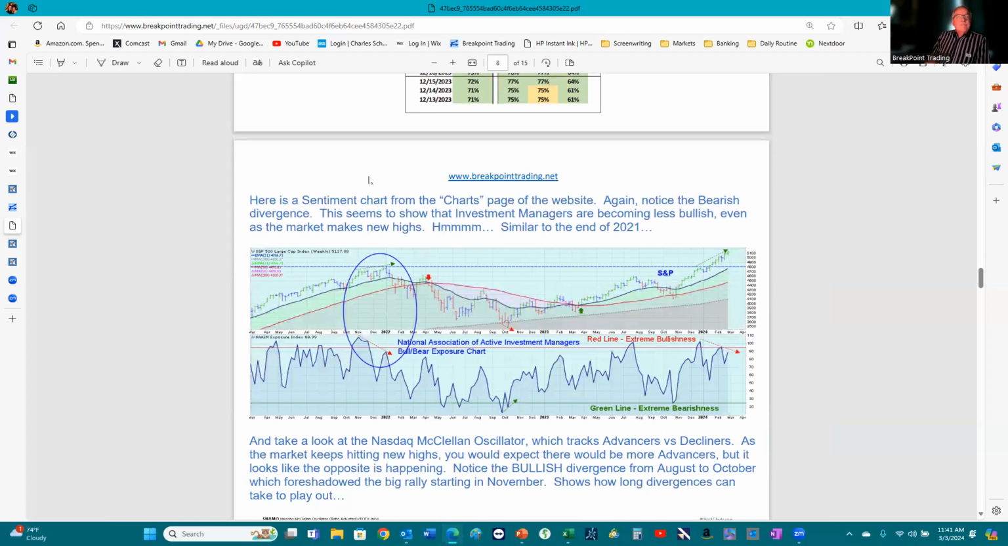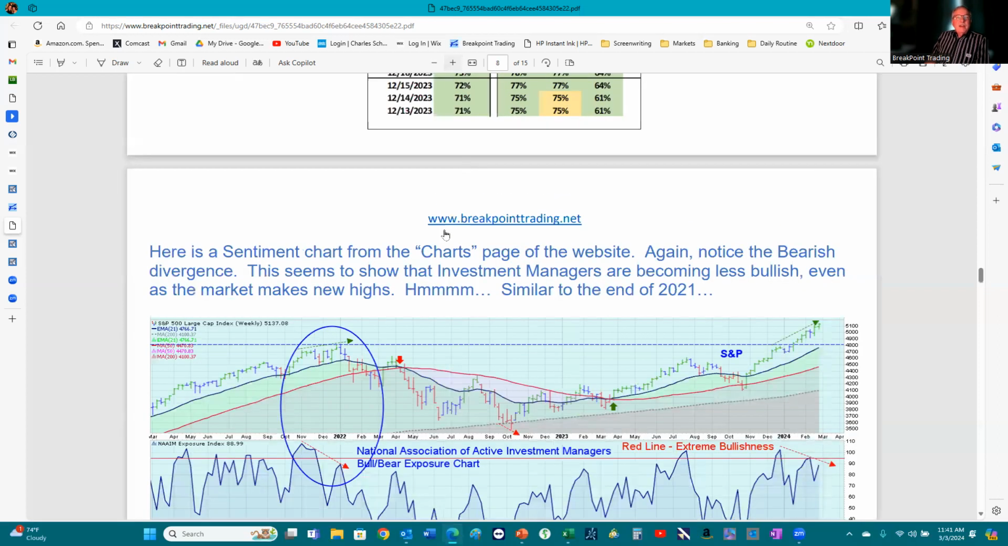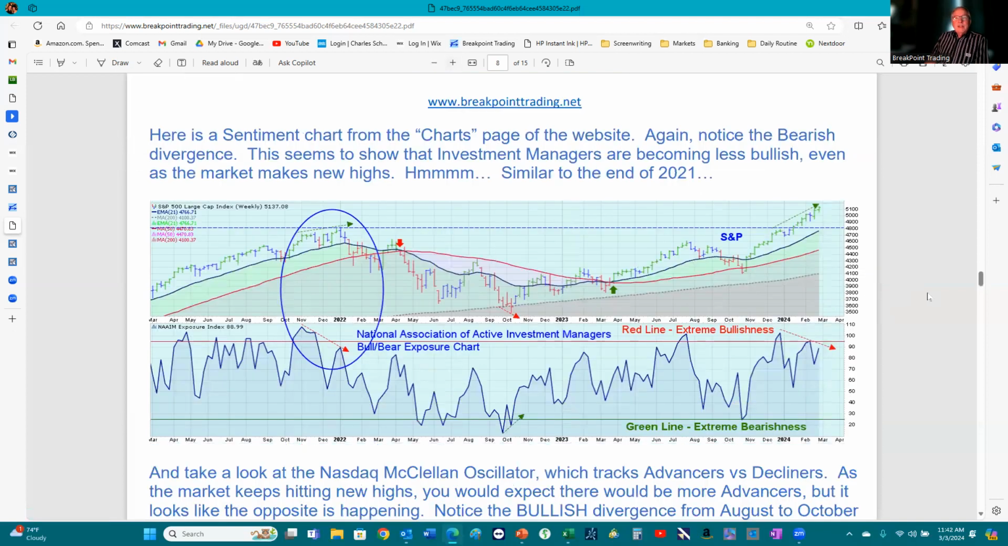This one here is really interesting. This is the sentiment chart from the National Association of Active Investment Managers. For those that have already looked at my newsletter this week, this is a little redundant, but I wanted to show it to everybody because, again, there's a negative divergence here. The S&P keeps continuing higher, but investment managers are repositioning. They are becoming less bullish. And when it gets overly bullish up here, that's usually when the market turns around.